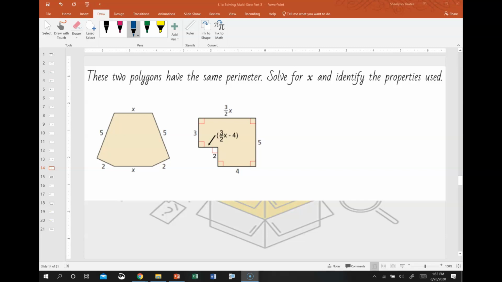Alright, let's finish up today with some awesome math. You may not think so, but that doesn't matter because I think so. Alright, so these two polygons or shapes have the same perimeter. In other words, outside distance. So if you walked around the first shape, it would be the same as walking around the second shape as far as distance. So we're going to solve for x and identify the properties that we use along the way.